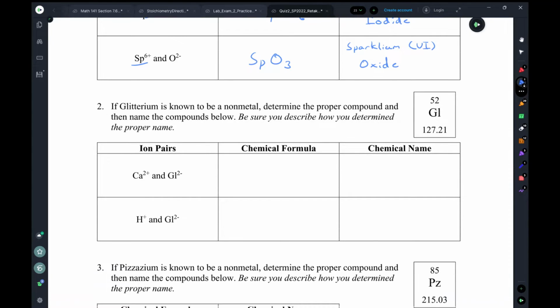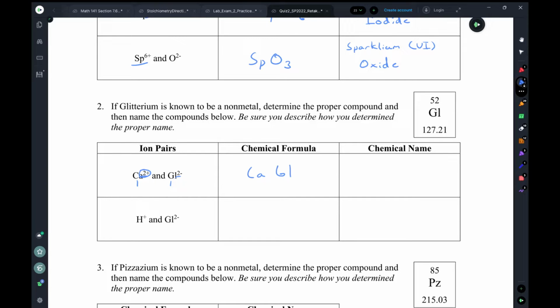In question number 2, we're given two non-metal compounds, thus making it a covalent bond. Once again, we'll need to neutralize their charges. And once we neutralize each other's charge, we're going to be using 1 calcium, 1 glitterium, which will mean we'll just have the chemical formula of calcium glitterite. Now, in order to determine which element comes first and which comes last, the positive element will always come first.